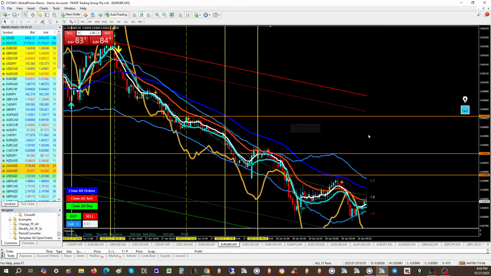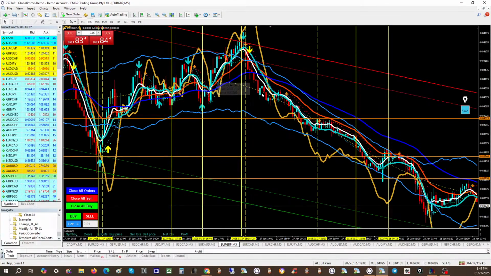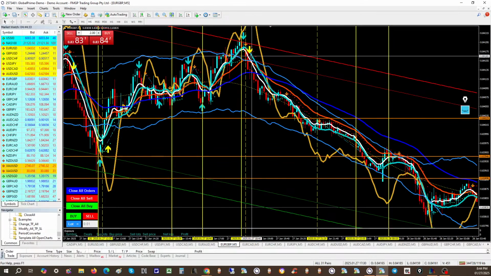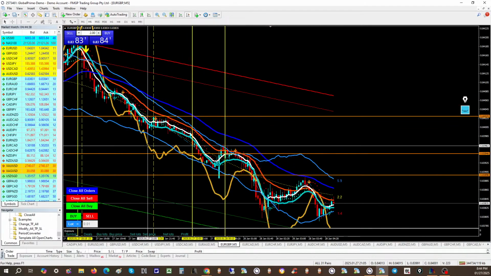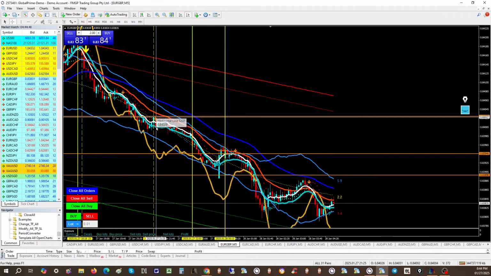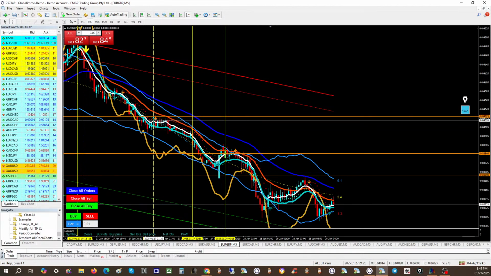Euro pound. All right. Got 1, 2, 3. You're in there on the 5-minute, all the way up. You're in there, all the way down. Just huge trades on the 5-minute. I really like the 5-minute chart. You're getting in here, and just real nice trades.